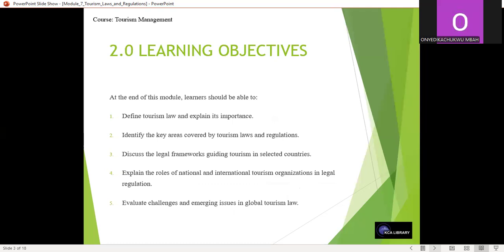So, like always, what are the learning objectives? At the end of this module, learners should be able to define tourism law and explain its importance, identify the key areas covered by tourism law and regulations, discuss the legal framework guiding tourism in selected countries, explain the roles of national and international tourism organizations in legal regulation, evaluate challenges and emerging issues in global tourism law.